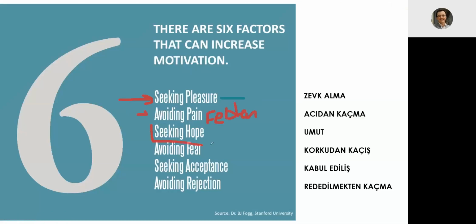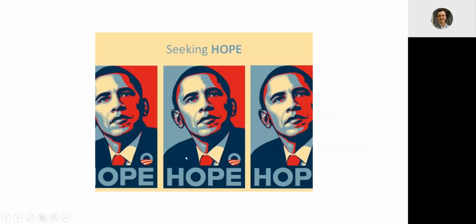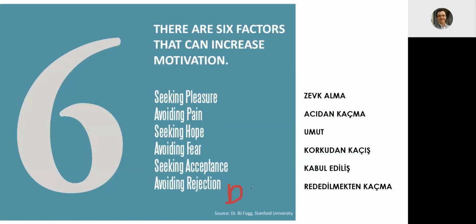Seeking hope: oncology. Avoiding fear: Zerjans. Seeking acceptance: being a Pfizer employee. Avoiding rejection is DNI, diversity and inclusion. So Pfizer does all 6 of them in our daily life. These are from the Stanford University paper by Dr. B.J. Fogg. So you may choose in your design which is your motivation increase strategy.